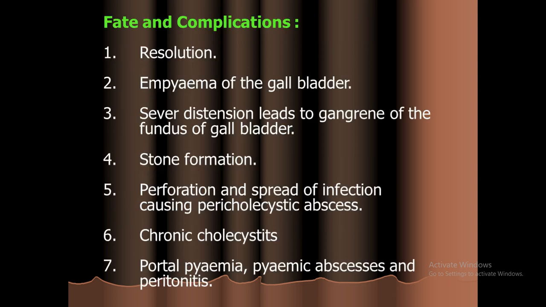Acute cholecystitis is common, so we have to know what the complications are. Resolution may occur with treatment or without, or it may proceed to empyema. Empyema of the gallbladder means that the gallbladder turns into a bag full of pus. This is suppurative inflammation, and the gallbladder becomes very large and full of pus. This is empyema of the gallbladder.